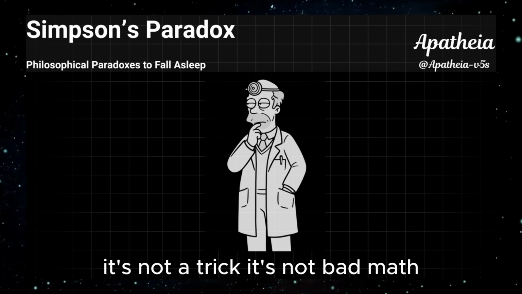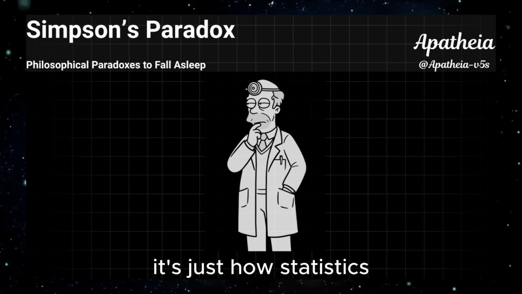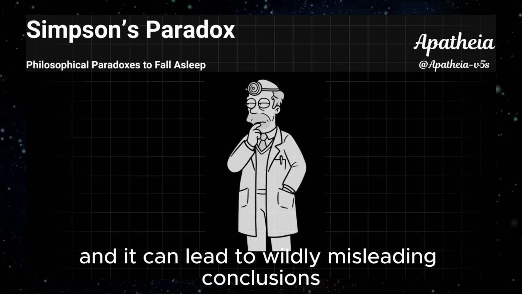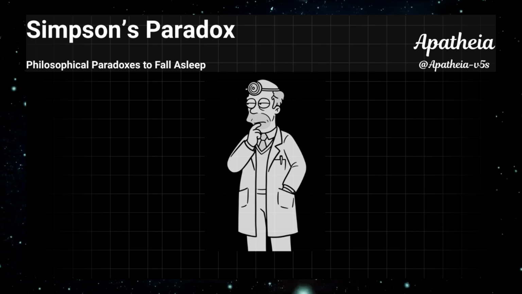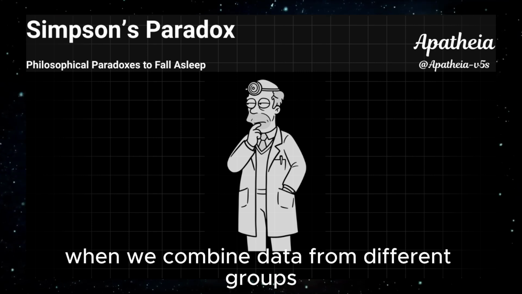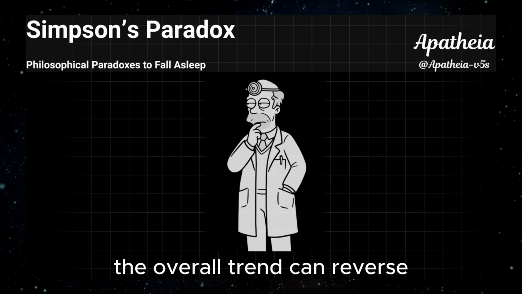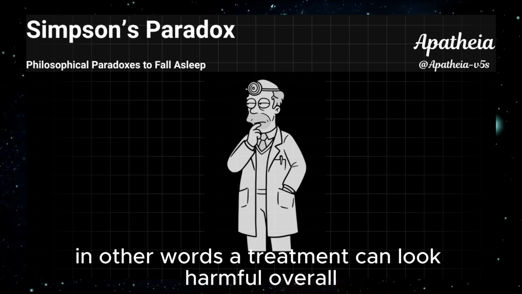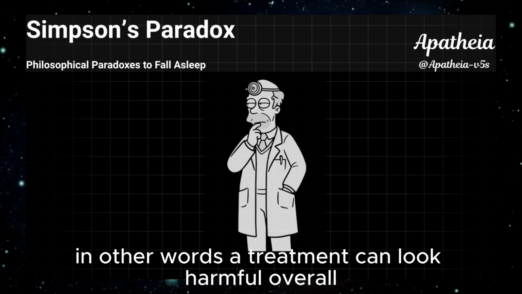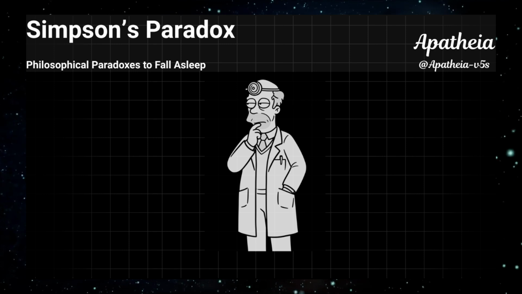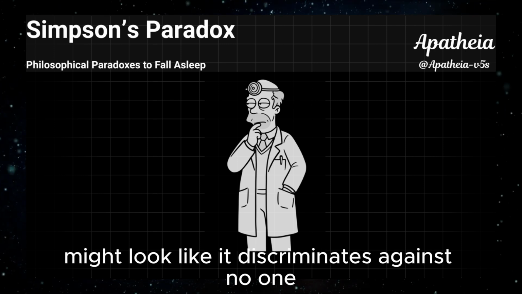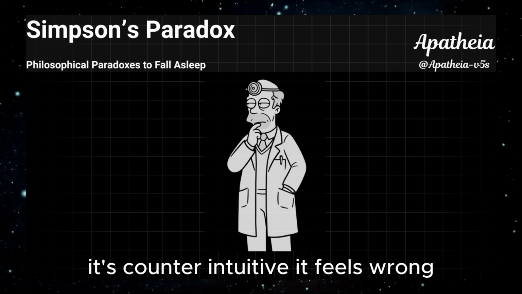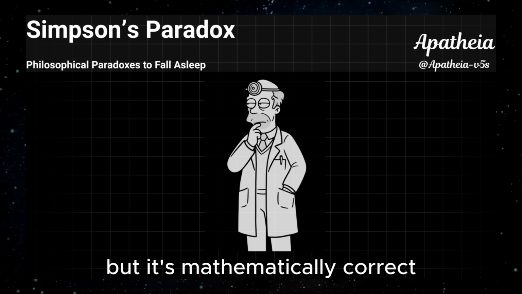It's not a trick. It's not bad math. It's just how statistics sometimes work in the real world. And it can lead to wildly misleading conclusions if you don't know what to look for. Simpson's Paradox shows that when we combine data from different groups, the overall trend can reverse, even if each group shows the opposite pattern. In other words, a treatment can look harmful overall, even if it helps in every subgroup. Or, a company might look like it discriminates against no one, until you look at individual departments. It's counterintuitive. It feels wrong, but it's mathematically correct.